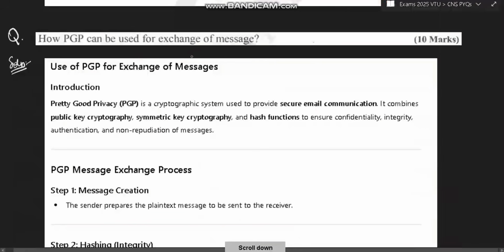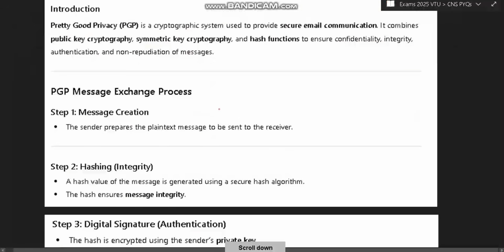Next one is how PGP can be used for exchange of messages. PGP means Pretty Good Privacy. It is a cryptographic system used to provide secure email communication. It combines public key cryptography, symmetric key cryptography, and hash functions. Three things it combines: public key cryptography, symmetric key cryptography, and hash functions to ensure confidentiality, integrity, authentication, and non-repudiation of messages.